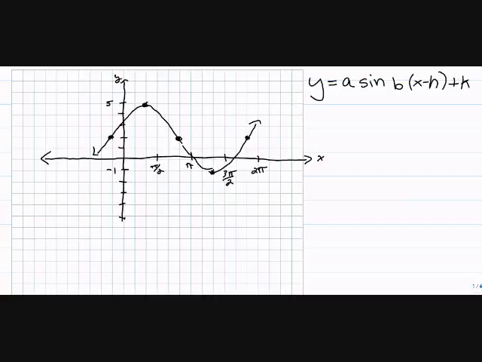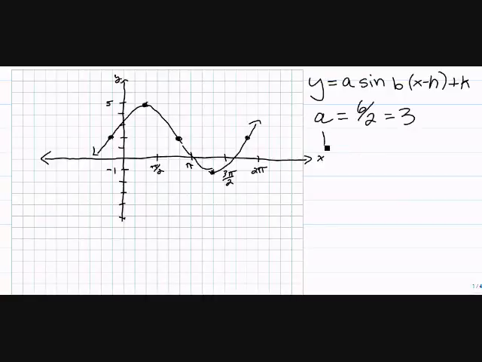All right, let me see if I can find my amplitude, my a. Well, I'm going to go from my maximum to my minimum. Start here at this maximum and count straight down: 1, 2, 3, 4, 5, 6. And so my amplitude is 6 divided by 2, which is 3.